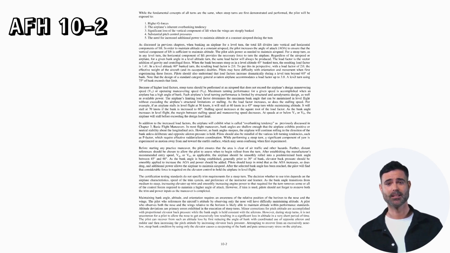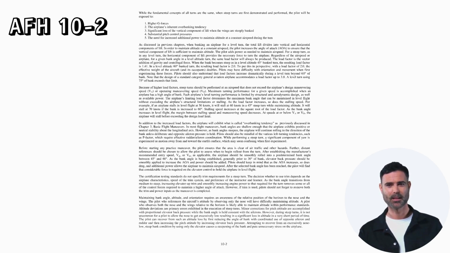The certification testing standards do not specify trim requirements for a steep turn. The decision whether to use trim depends on the airplane characteristics, speed of the trim system, and preference of the instructor and learner. As the bank angle transitions from medium to steep, increasing elevator up trim and smoothly increasing engine power to that required for the turn removes some or all of the control forces required to maintain a higher angle of attack. However, if trim is used, pilots should not forget to remove both the trim and power inputs as the maneuver is completed.